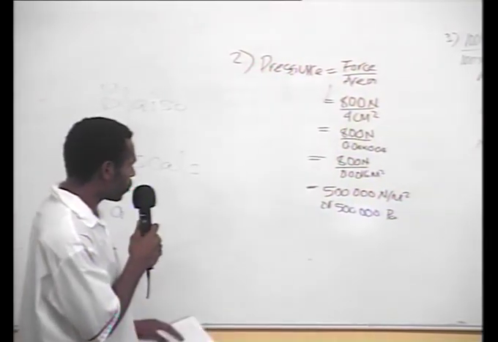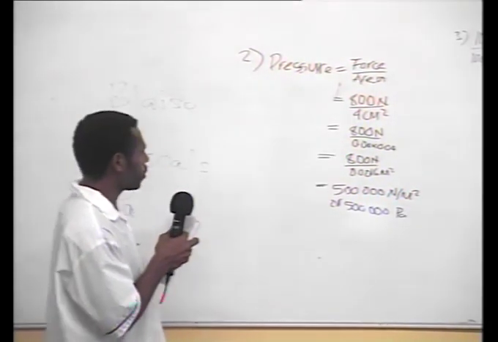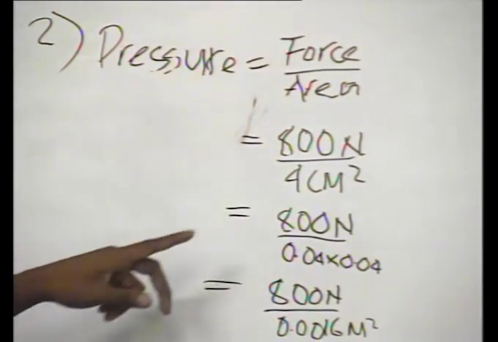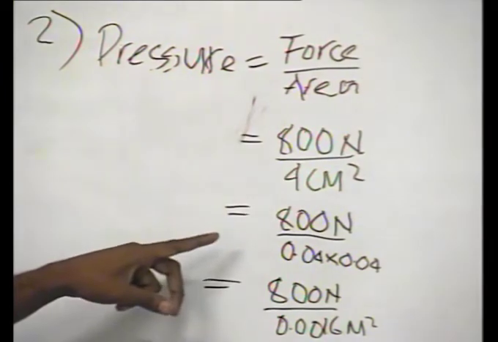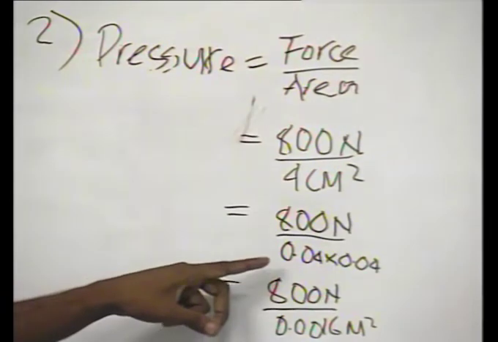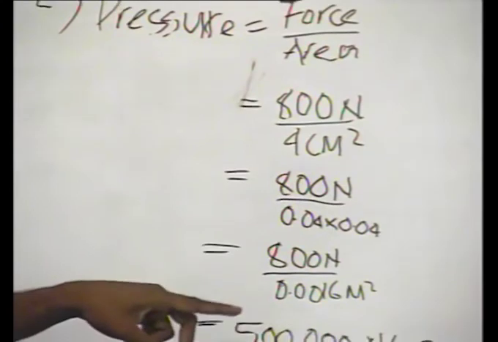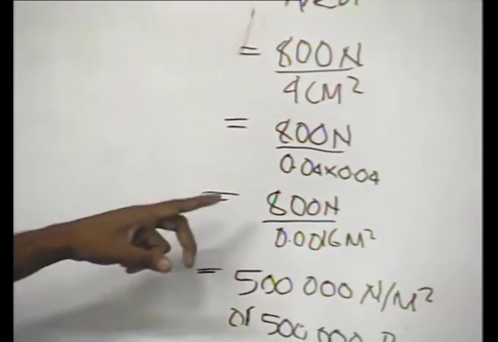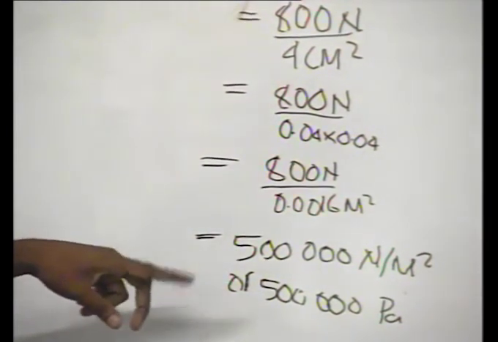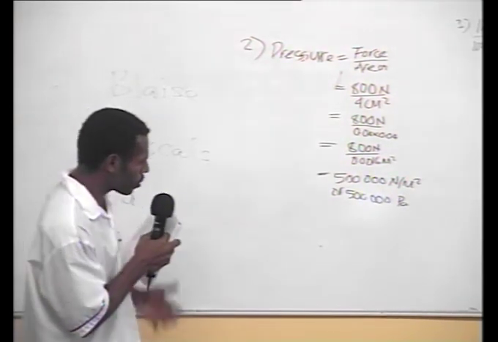To find the pressure, use the formula: pressure equals force over area. The force is 800 newtons and the area is 4 square centimeters. To change this to meters, I divided by 100, which came to 0.04, and then squared it, which came to 0.0016 square meters. Then 800 newtons over that area came to the answer, 500,000 newtons per square meter, or 500,000 pascals.